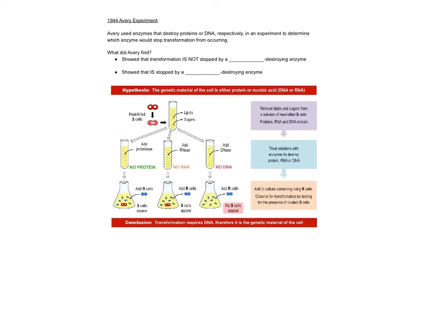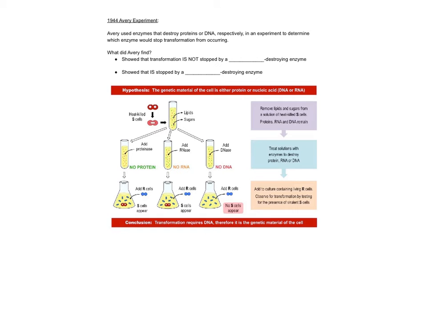Next, we're going to talk about Avery. So his experiment took place in 1944, and he used enzymes that destroy proteins or DNA, respectively, in an experiment to determine which enzyme would stop transformation from occurring. So remember, transformation is what Griffith discovered. He discovered that if DNA travels from one bacteria to another, it can cause a genetic change.